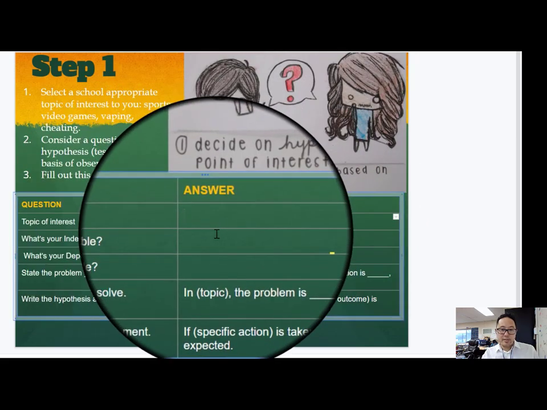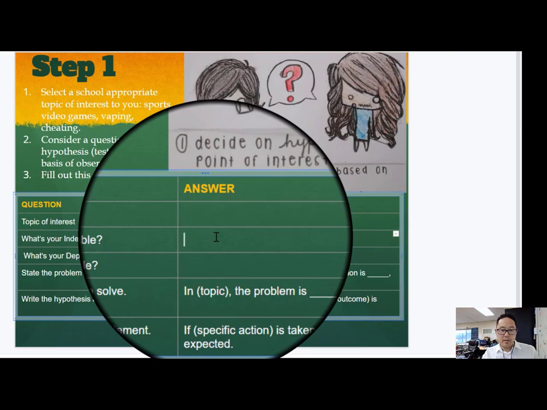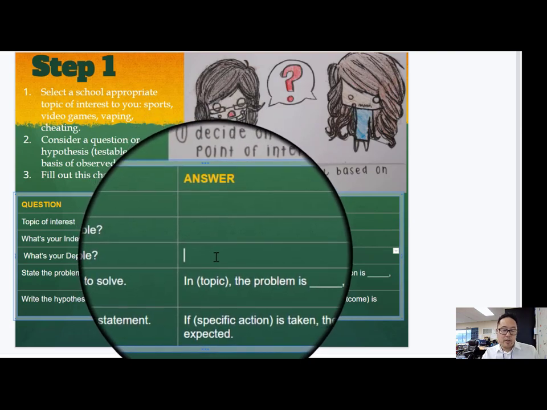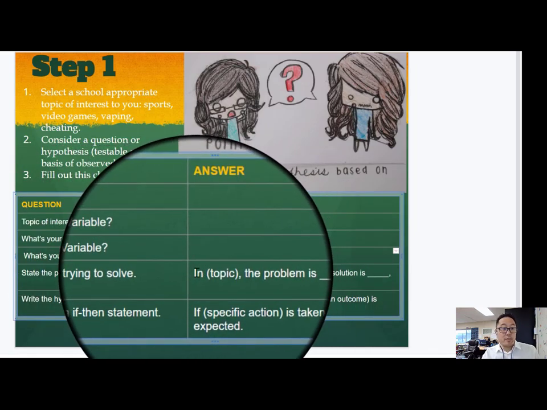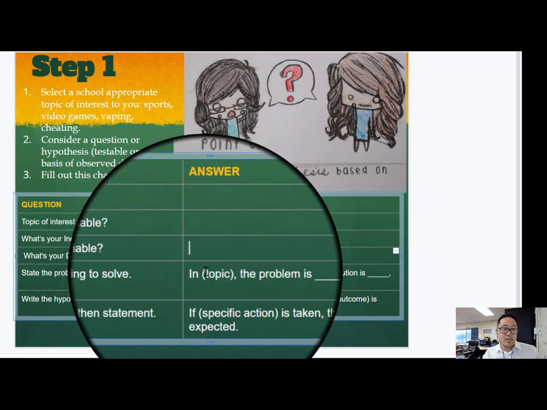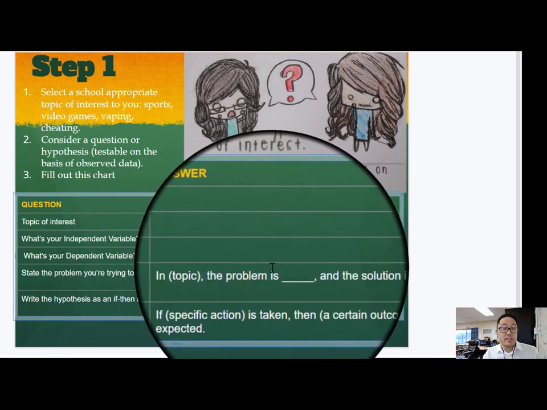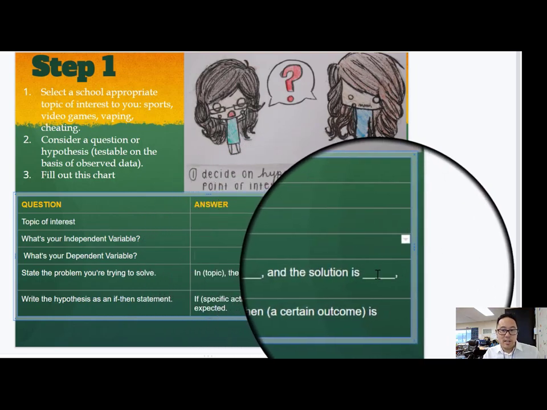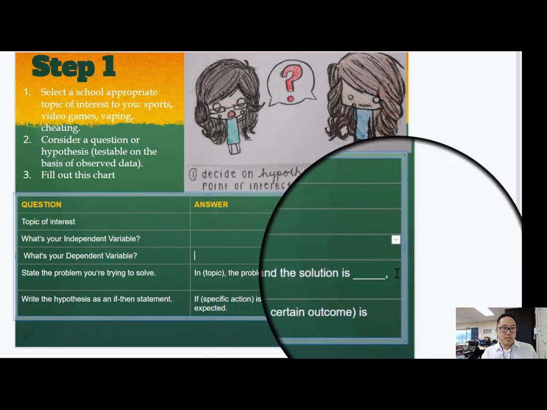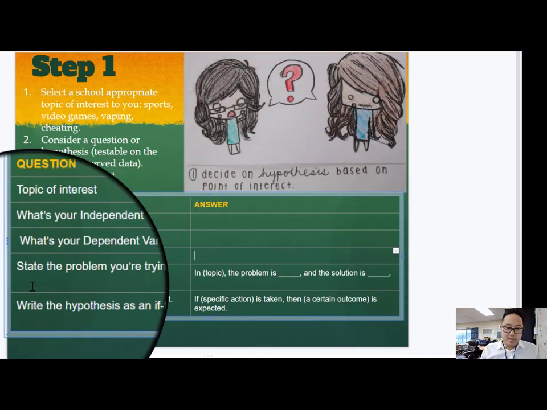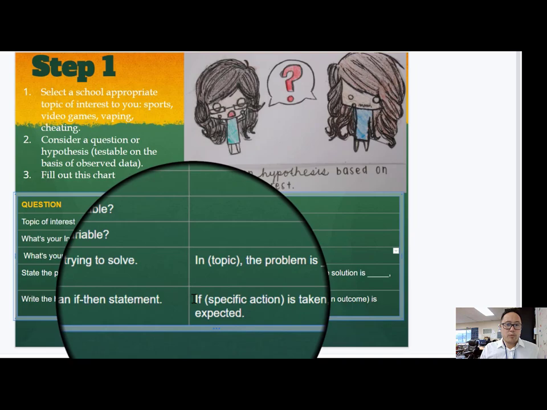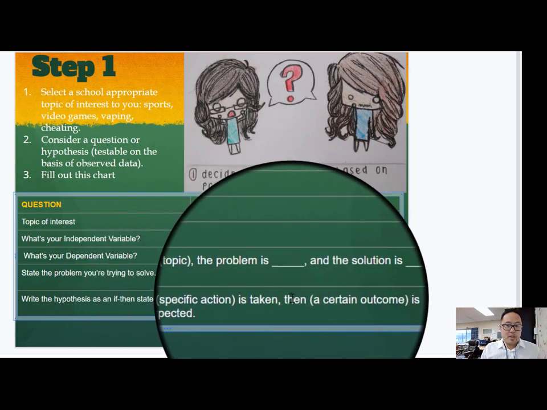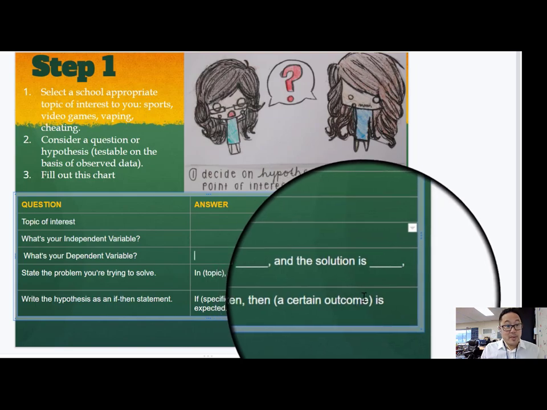Go ahead and put in your answer over here: topic of interest, what's the independent variable, what's the dependent variable, and state the problem you're trying to do. So go ahead and change these blanks here. For mine, in the teaching profession, the problem is there's a shortage, and the solution is incentives for new teachers. So that's kind of my topic and my theme. Write the hypothesis as an if-then statement. If recruitment of teachers is taken, then more teachers is expected for the future.